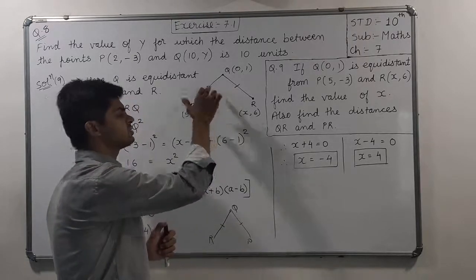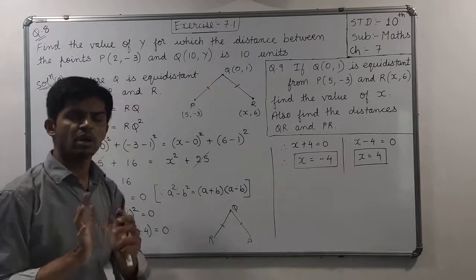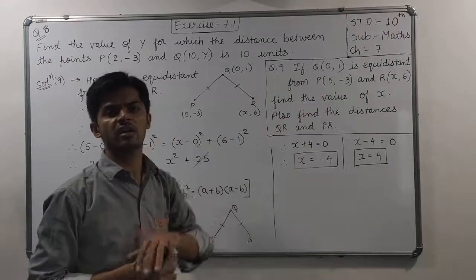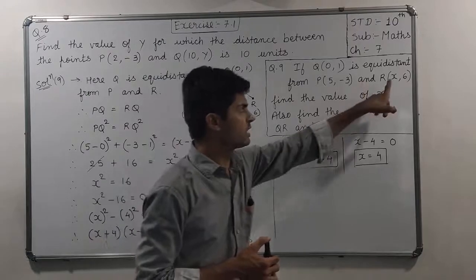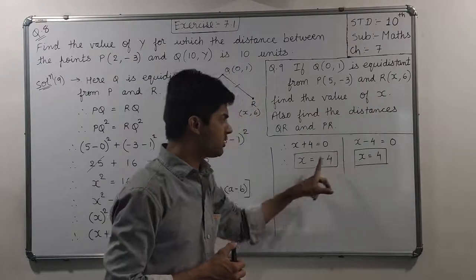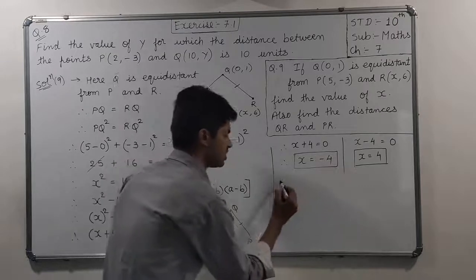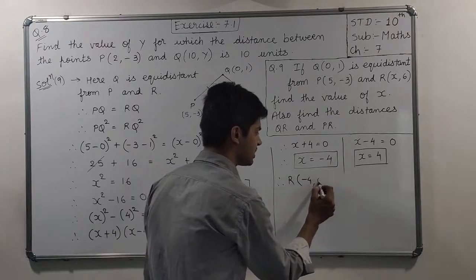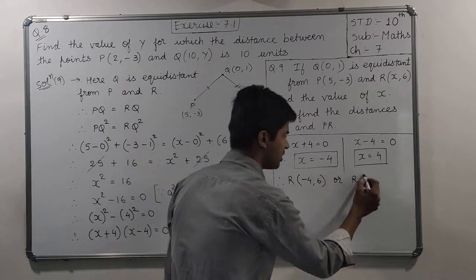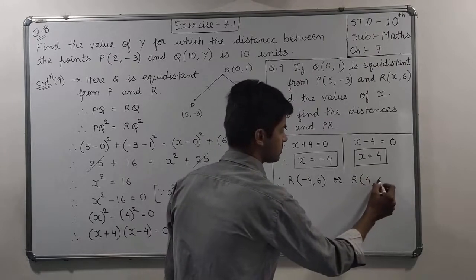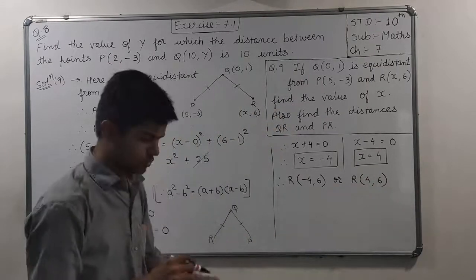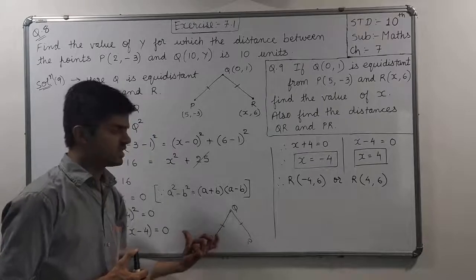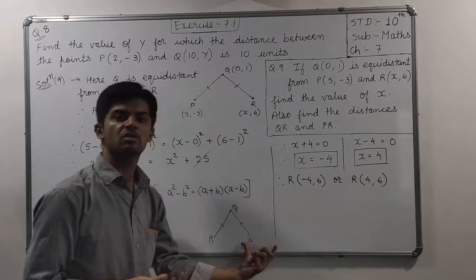Okay. So either this figure will be there or this figure will be there. But our condition should be satisfied. What was our condition? That q is equidistant from p and r. Okay. For that, here we are getting two values of x. Right? So therefore, r will be either minus 4,6 or r will be 4,6. Understood. Okay. r has become of two types. If it is, suppose, on the left hand side then it will be minus, and if it is on the right hand side then it will be plus.